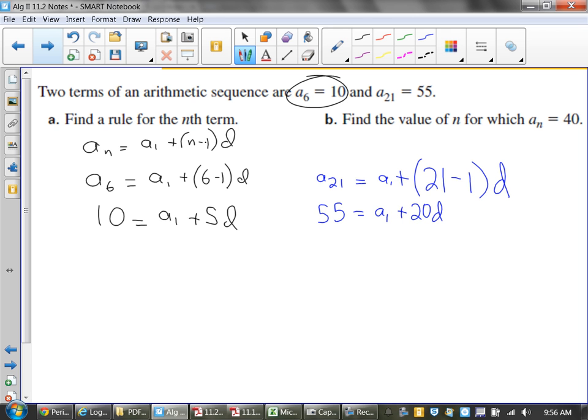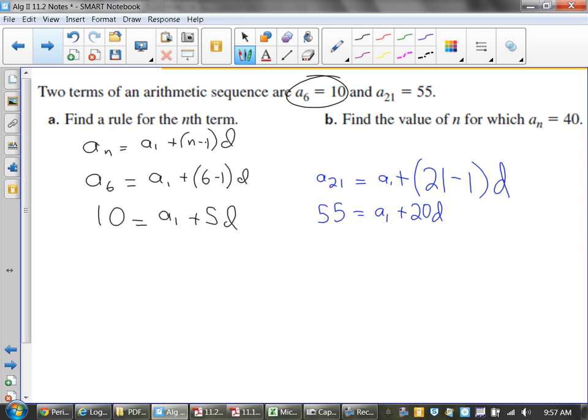Can you instead look at the difference between the numbers, like the difference between 6 and 21 is 15, and then divide it by the difference between 10 and 55, which is 45? Then d equals 3, which is what I got. I just want to see that.